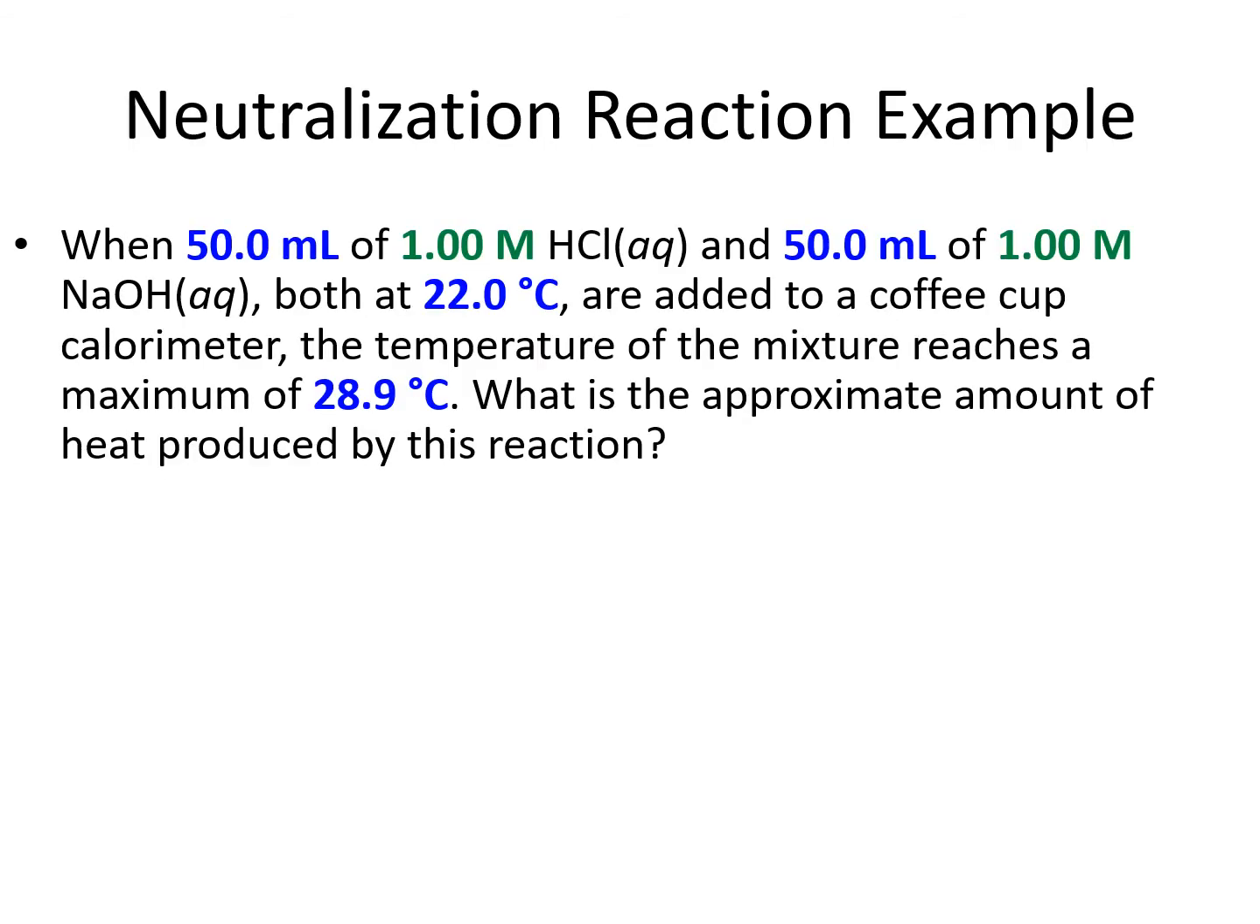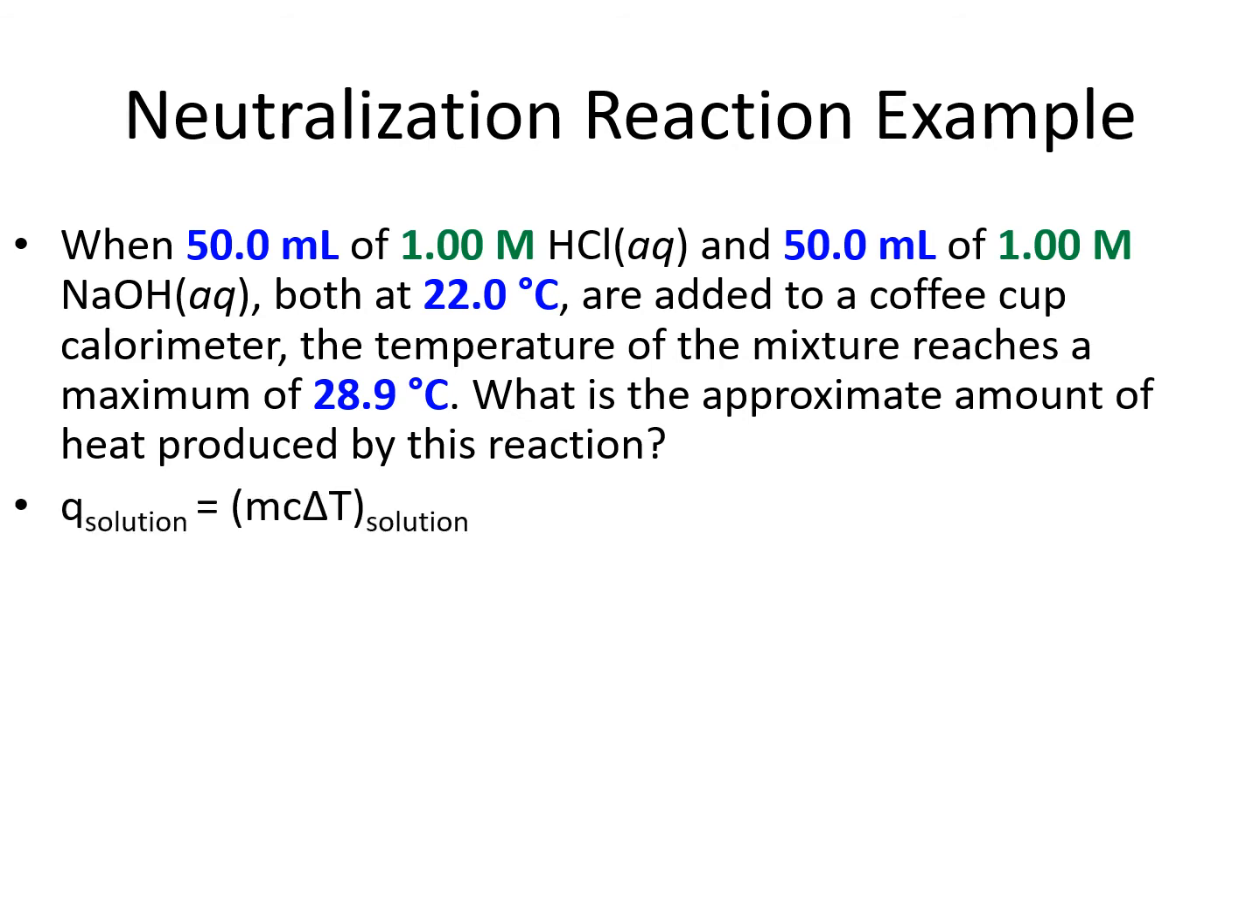Here's another type of process that we can look at with calorimetry. This is a neutralization reaction between an acid and a base. So we have 50 milliliters of 1 molar HCl reacting with 50 milliliters of 1 molar sodium hydroxide. And they both start out at a temperature of 22 degrees Celsius. When they get mixed together, the temperature heats up to 28.9 degrees Celsius. We want to find the amount of heat produced by this reaction.